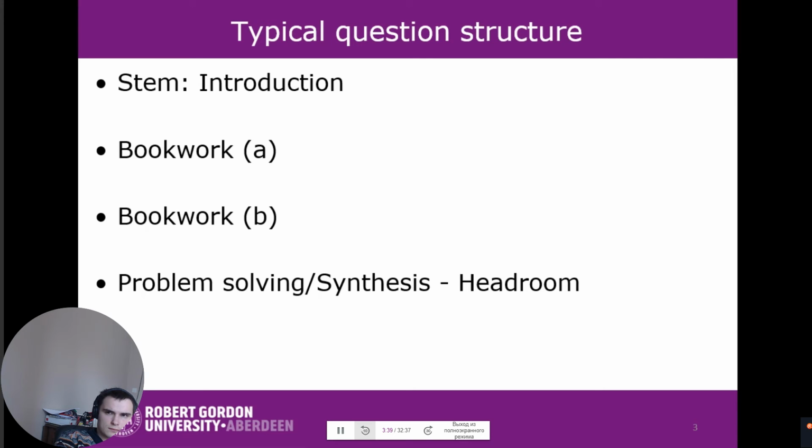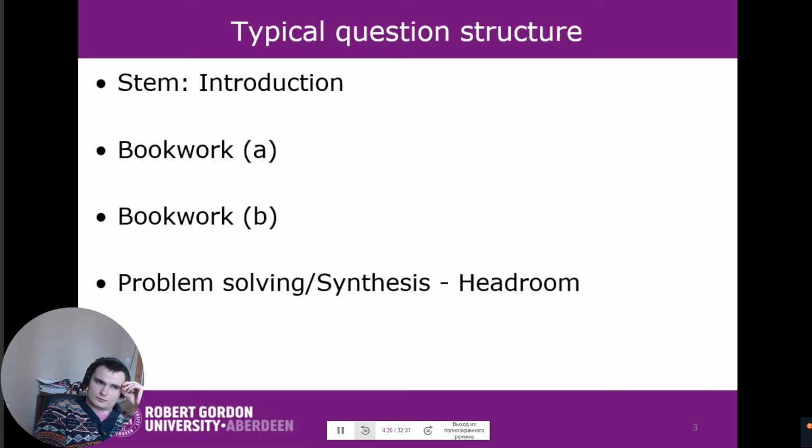There's a stem, okay? And the stem is some form of introduction to the nature and the content of the question. I'll show you examples of that in a moment. Very straightforward. I often refer to it as the contextual bullshit that sets the scene. Then you've got typically a section on bookwork, followed by another section on bookwork, and they typically count for something like 5 marks each. Okay, so that's just straightforward.